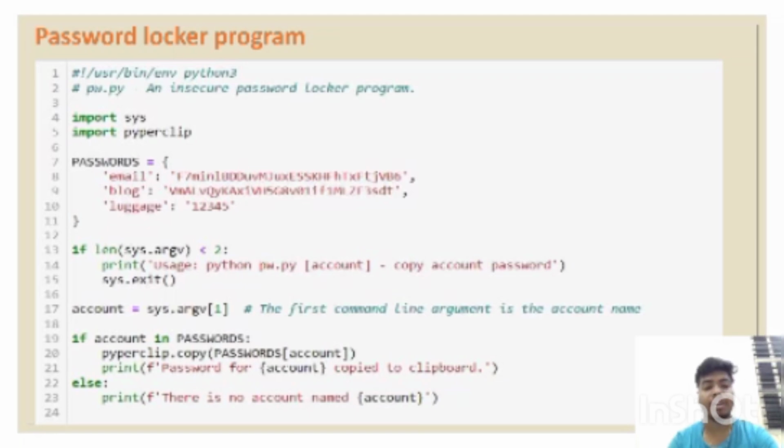If len(sys.argv) is less than 2, print usage: python pw.py account, copy account password, sys.exit. account = sys.argv[1]. The first command line argument is the account name. If account in passwords, pyperclip.copy(passwords[account]). Print that the password for the account was copied to the clipboard. Else, print that there is no account with that name.